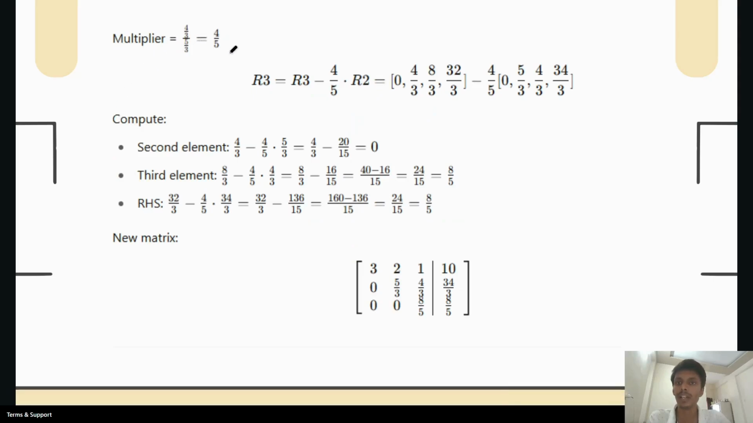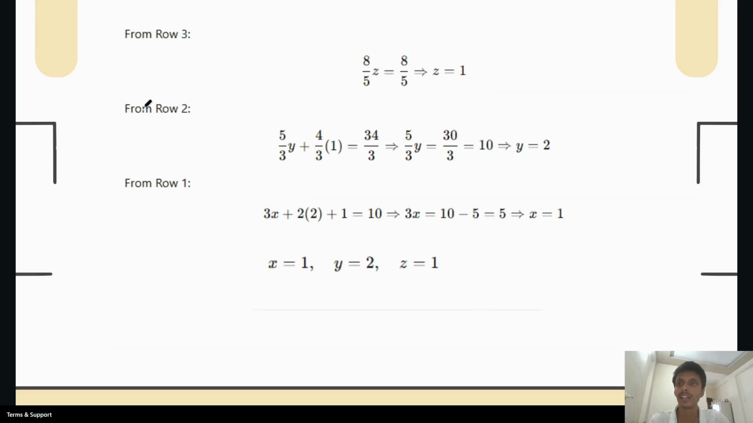Then we use multiplier 4 by 5. So R3 becomes R3 minus 4 by 5 into R2. Then we compute first element as 0, third element as 8 by 5, and RHS equals 8 by 5. So the new matrix becomes like this.